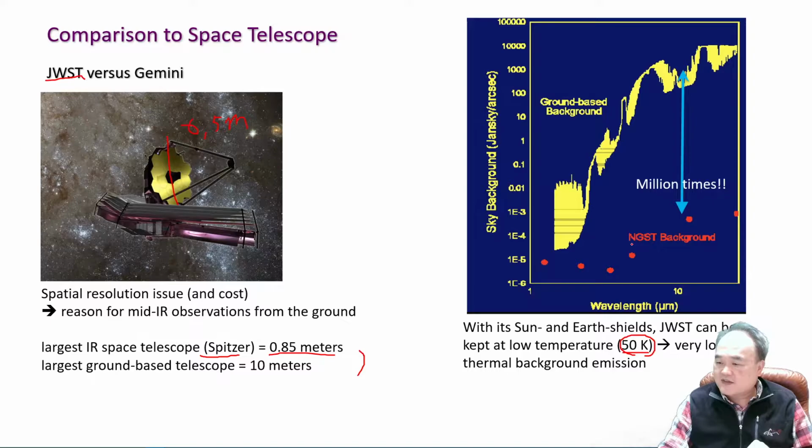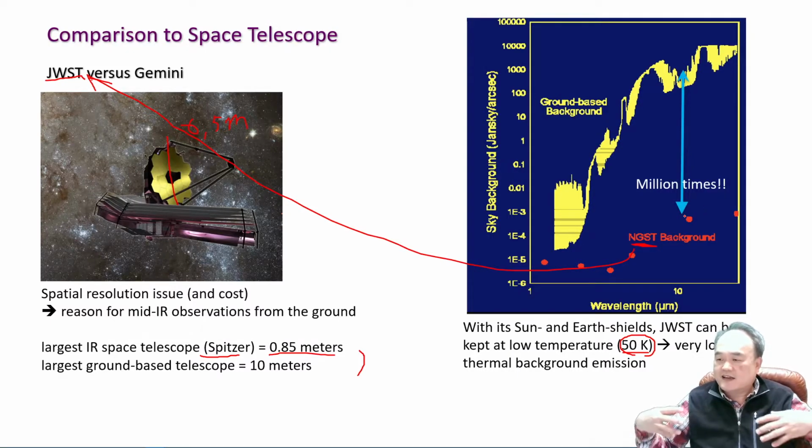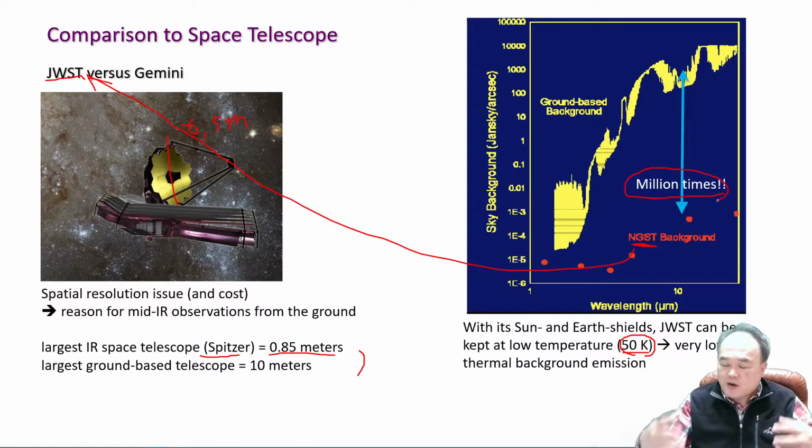NGST, next generation space telescope, was the old name. That's the successor of the Hubble Space Telescope. Now it is officially named the James Webb Space Telescope. The background radiation difference between JWST and the ground is almost 1 million times.